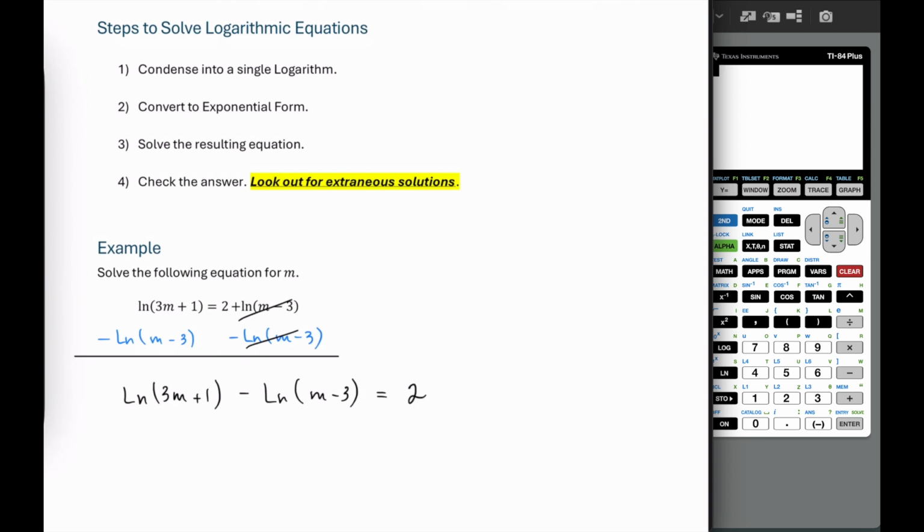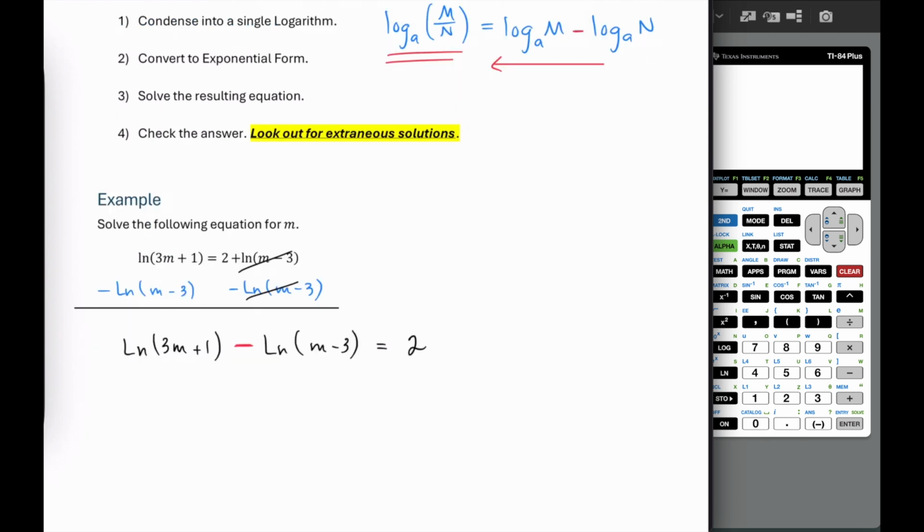Now that we have both our logs together on one side, we're going to condense using the quotient rule. As a reminder, the quotient rule says that if we have two things divided in the argument of a logarithm, that can be split into the log base a of the top minus the log base a of the bottom. So we'll use this quotient rule in reverse and condense into this single logarithm. So we get the ln of 3m plus 1 in the numerator and m minus 3 in the denominator. And we're still equal to 2.